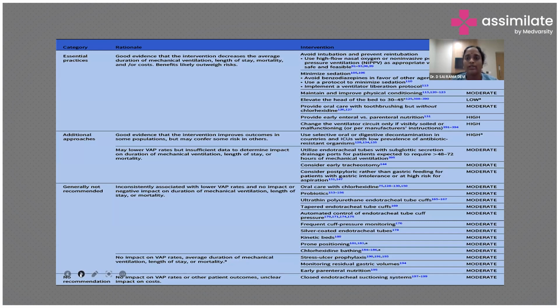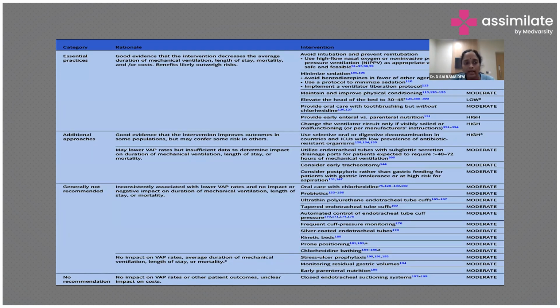Don't over sedate or continue sedation for a very long period, and maintain and improve physical condition, nutrition, head end elevation, and provide oral care with toothbrush, but not without. Till the latest guidelines said it is chlorhexidine. Now they changed it to toothbrush. Start the feeds very early, and change the ventilatory circuits only when they are contaminated. So of the other additional approaches, only the first one, the change of ventilatory circuits and providing early nutrition are important, and they are of very good evidence.